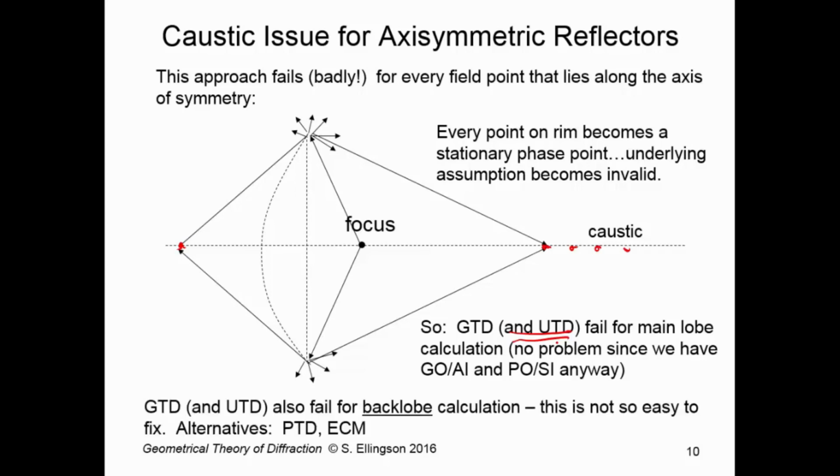Now for back lobe calculation, we're still in a fix. GeoAI and POSI do not work for the back lobe. GTD and UTD also do not work for the back lobe because the back lobe lies along a caustic. This is not an easy fix, and in fact alternatives require methods that we will not talk about in either this lecture or the next lecture. Those alternatives include the physical theory of diffraction, PTD, or ECM, the equivalent currents method, which is a specific way to use equivalent currents, not exactly the equivalent currents method as I've been referring to it.